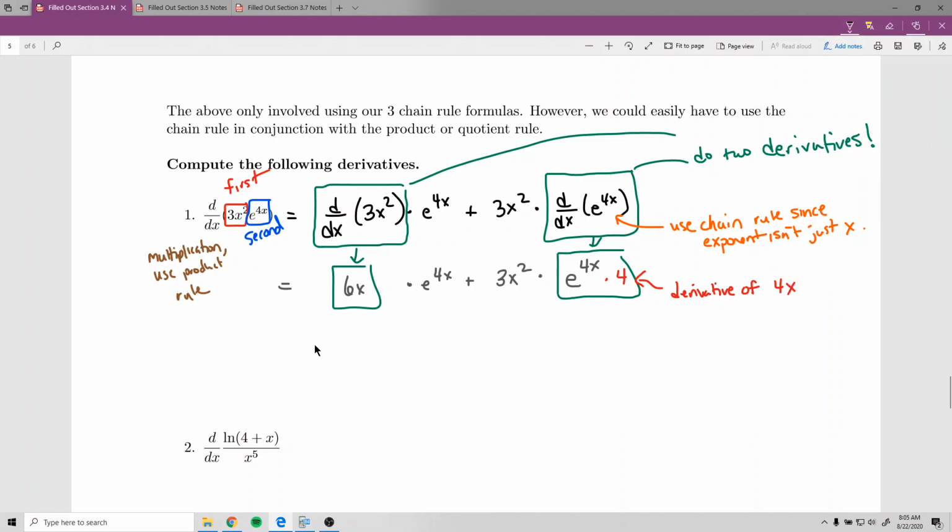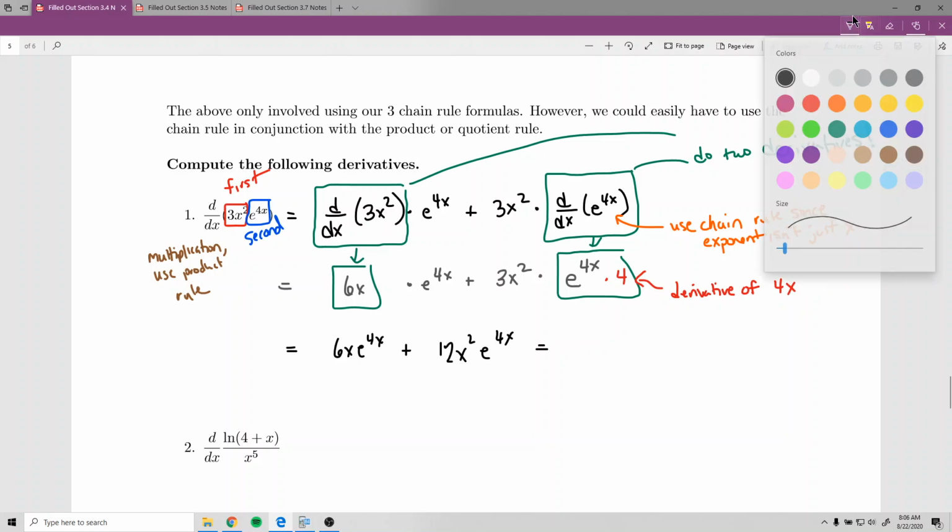Right, but once we're here, we've done all the derivatives. Now if we can simplify it, go ahead. The first part we got 6x e to the 4x plus the second part. If we simplify it, we got 3x squared times the 4 is 12x squared. Then it's times e to the 4x. And like when we were dealing with this before, you can really stop here if you want, but you can factor quite a bit out.